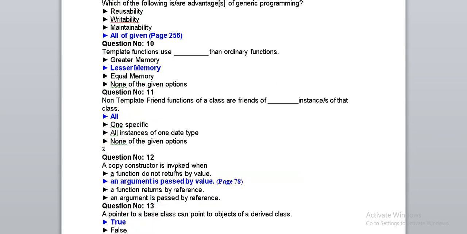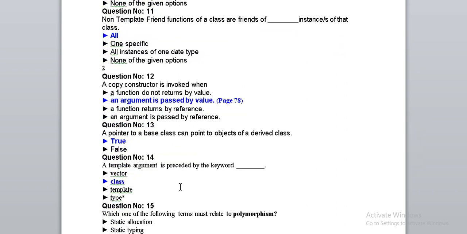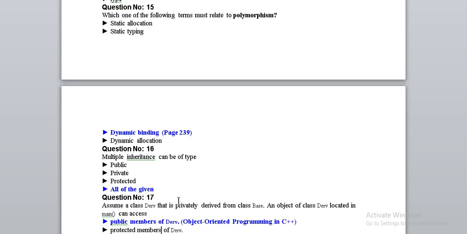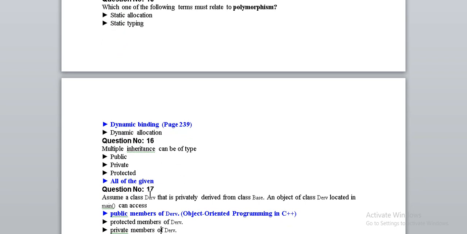A copy constructor is invoked when an argument is passed by value. A pointer to a base class can point to an object of a derived class. True. A template argument is preceded by the keyword class. Which of the following terms must relate to polymorphism? Dynamic binding. Multiple inheritance can be of type: all of the given.